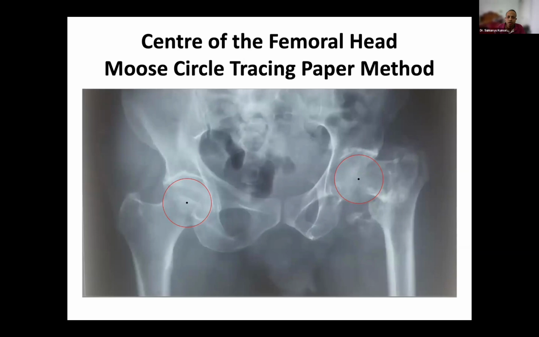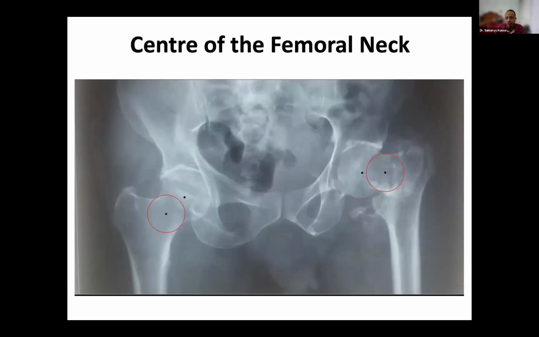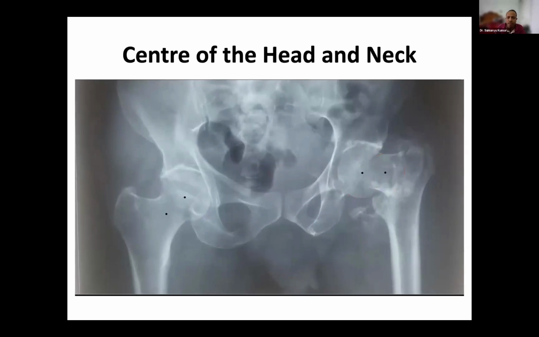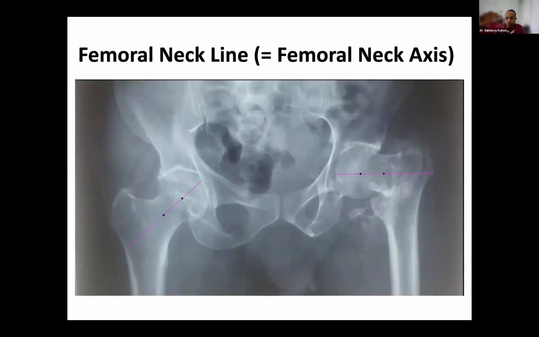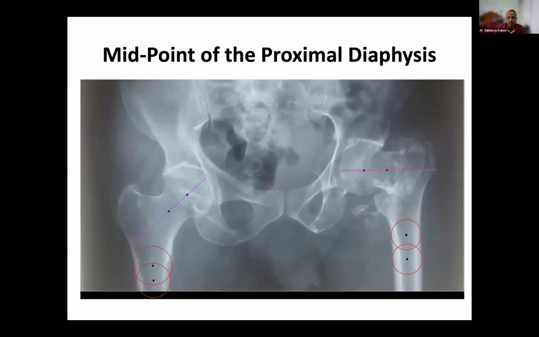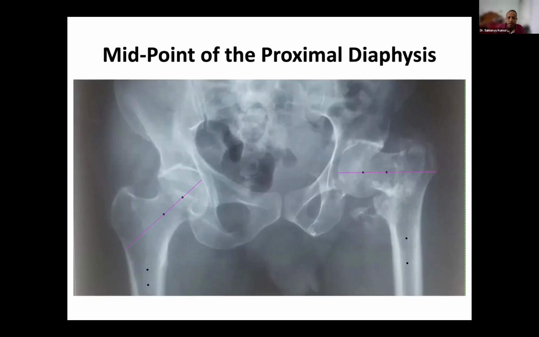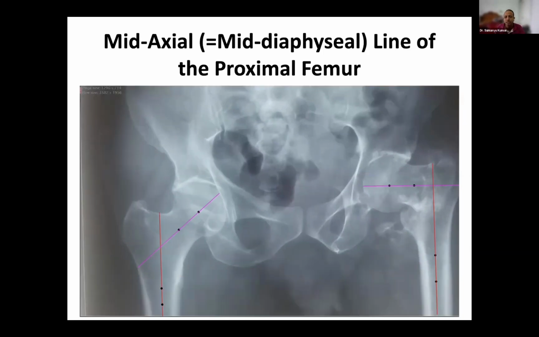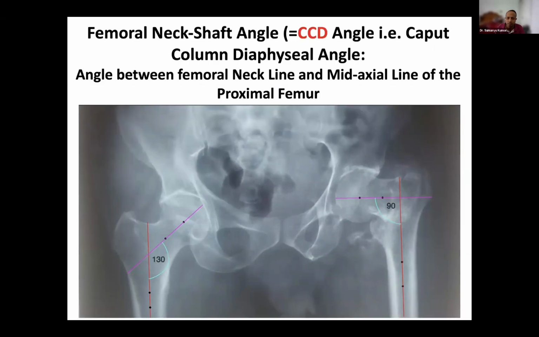Coming to the case again, first you draw the center of the femoral head. You can use Mose circles or some software to draw that. Then you draw the center of the femoral neck, and once you get these 2 points, you get one line, which will make the femoral neck axis. Similarly, you draw the center of the proximal femoral shaft. You take 2 points to draw one line. Now the two lines will meet at an angle, and we call it the femoral neck angle, neck shaft angle, or CCD angle, caput collum diaphyseal angle.